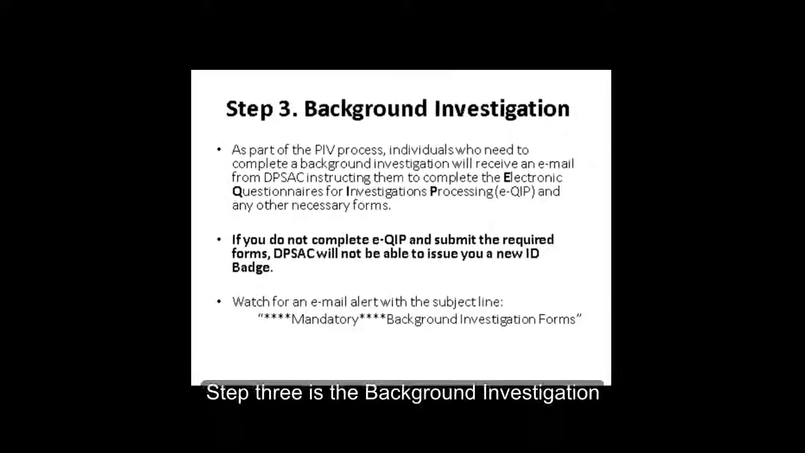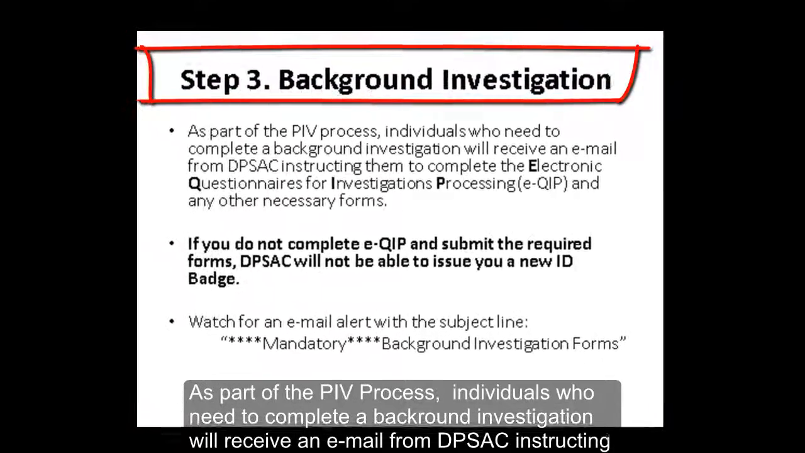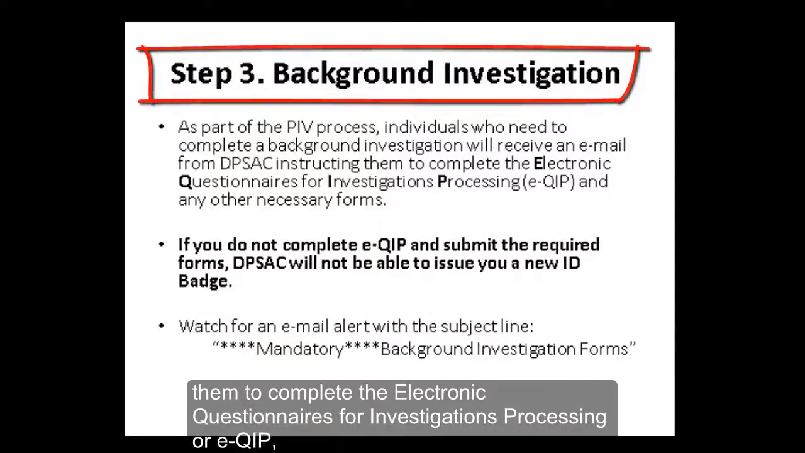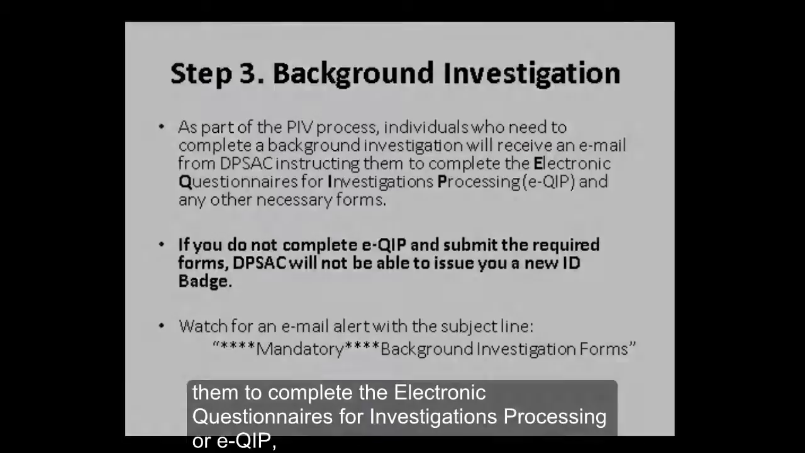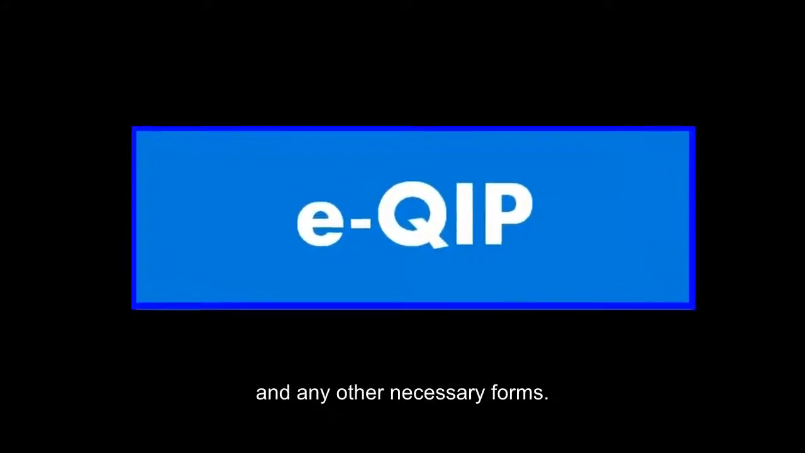Step 3 is the background investigation. As part of the PIV process, individuals who need to complete a background investigation will receive an email from DPSAC instructing them to complete the Electronic Questionnaires for Investigations Processing, or EQIP, and any other necessary forms.